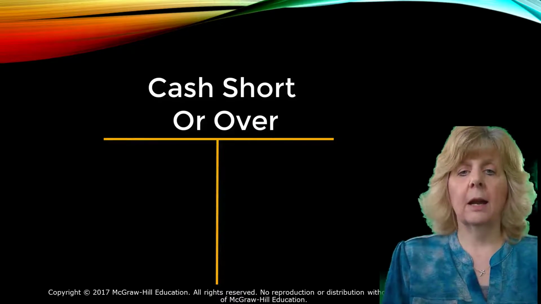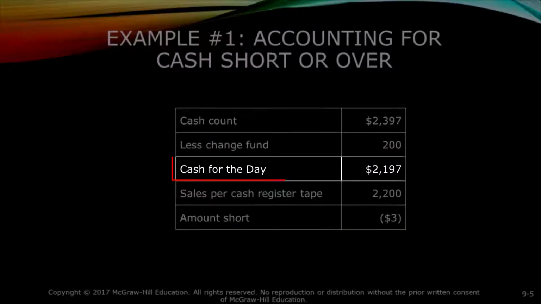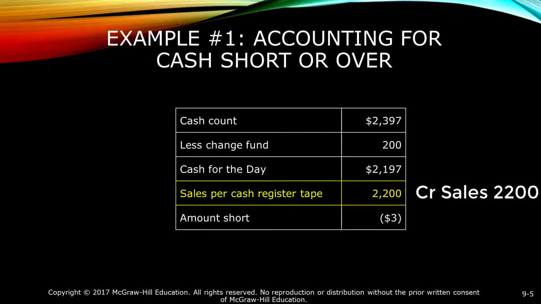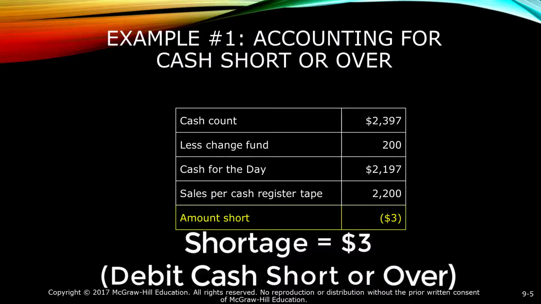Let's take a look at how this would look in the journal. In this case, the cash count of the drawer disclosed a total of $2,397. But because there was a $200 change fund sitting in the drawer at the start of the day, that needs to be subtracted. That means our cash for the day was $2,197. That amount is compared to the sales tape in the amount of $2,200, showing that in this case there was a shortage of $3.